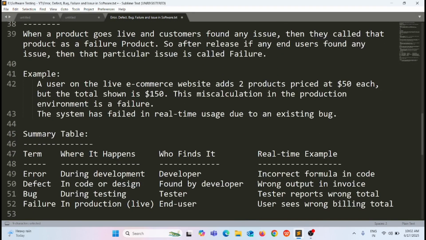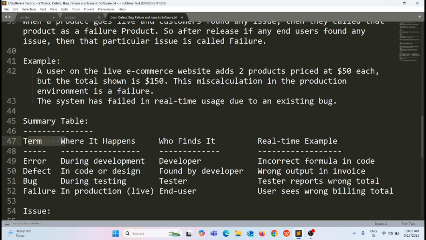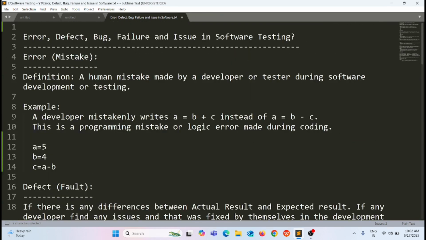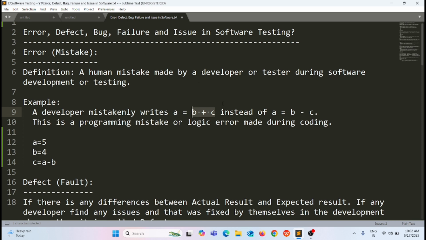Now take a summary table. This is a very short summary table with the term, where it happens, who finds it, and a real-time example. Let's say error. During the development phase, the developer finds it. Example: an incorrect formula in code. Instead of A = B - C, we mistakenly wrote A = B + C. This is a coding mistake, a human mistake made by the developer or tester during the development or testing phase.